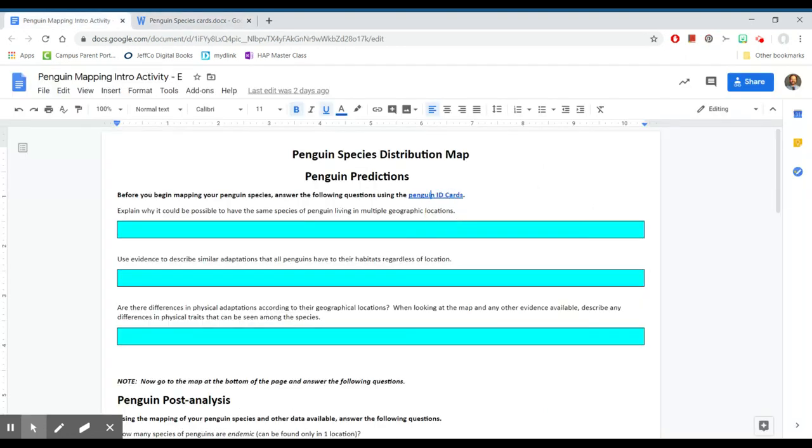All right. So what we're going to look at here, I'm going to walk you through some of these questions in case you have any difficulty in understanding what they're saying. So the first one here is explain why it could be possible to have the same species of penguin living in multiple geographic locations. So how can we have 2, 3, maybe 4 different species of penguins living in one location? How are they able to do that?